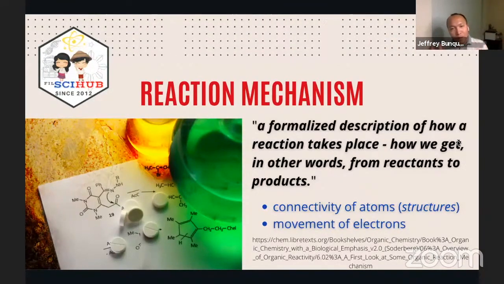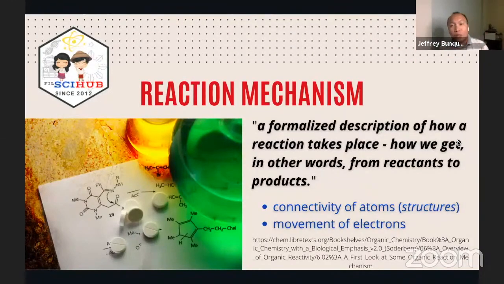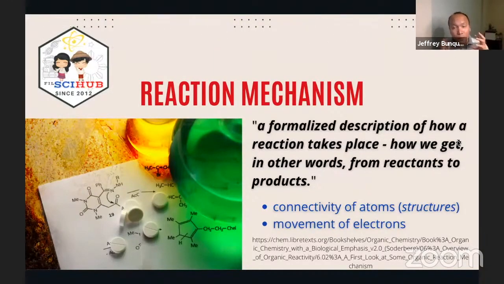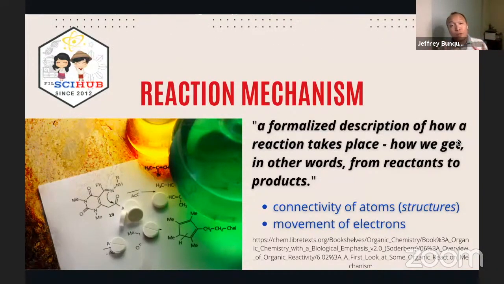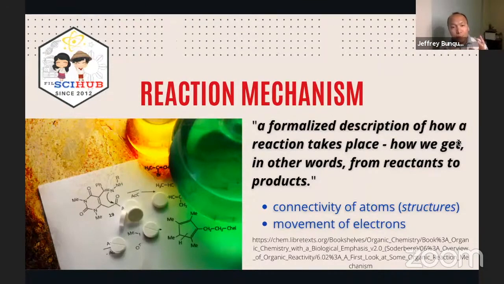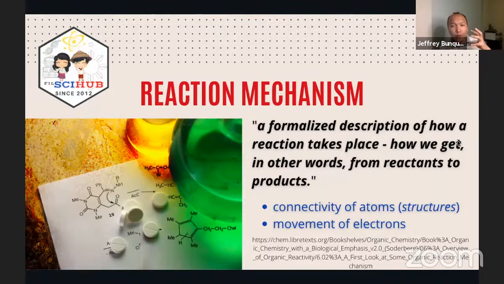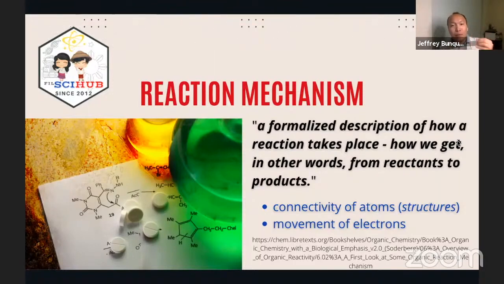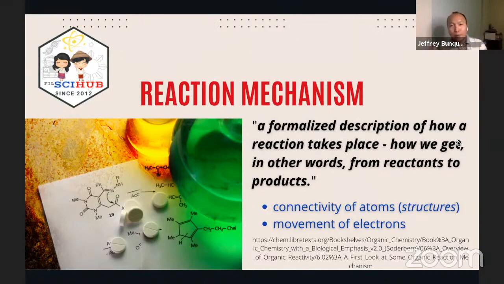And when it comes to organic chemistry, the focus is actually on the connectivity of the atom. So with that, ang ibig sabihin po natin dyan ay structures. So we're dealing with structures. And then secondly, when it comes to organic chemistry, we actually draw a mechanism and represent the movement of electrons using arrows. So movement of electrons. Bakit ba tayo mag-focus sa electrons?